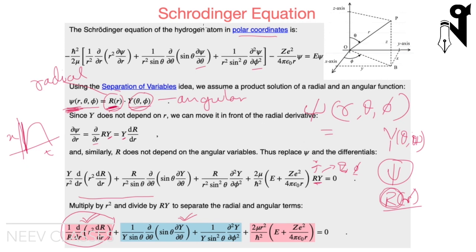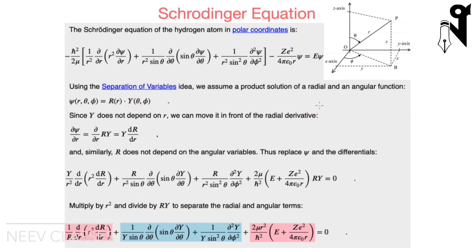So from this page, what you have to take home is that the Schrodinger's wave function has been broken in two parts, radial and angular, and the radial wave function is what we are going to study further. Okay, now solving Schrodinger equation, what do we get?